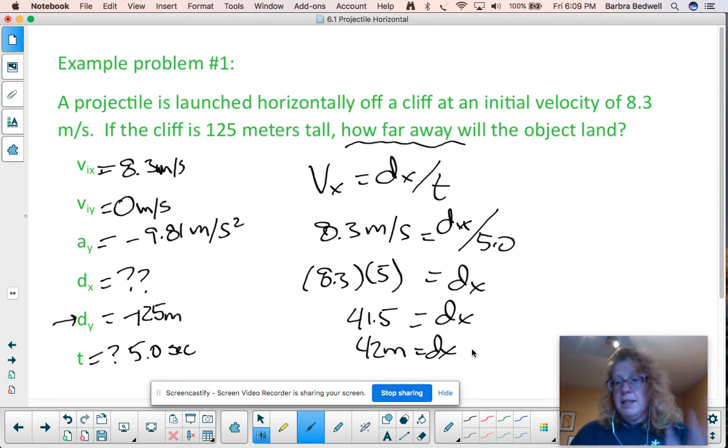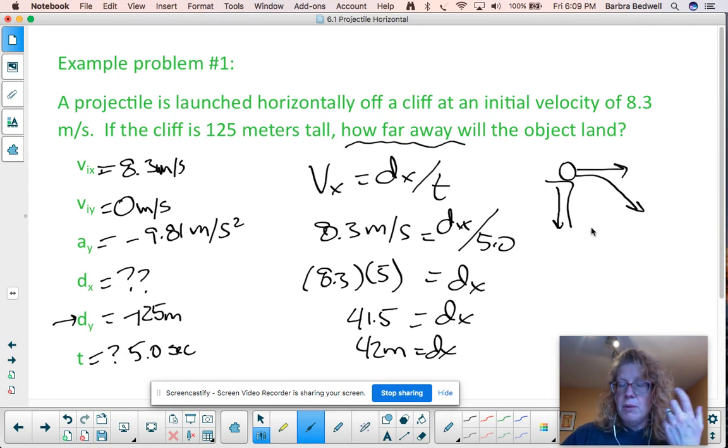Okay, again, key takeaways from this. Take a second, sketch your problem. Make sure you know what's happening, that this little dude is falling off the cliff this way. You know some of those pieces like vi. You know some of those pieces like dy.